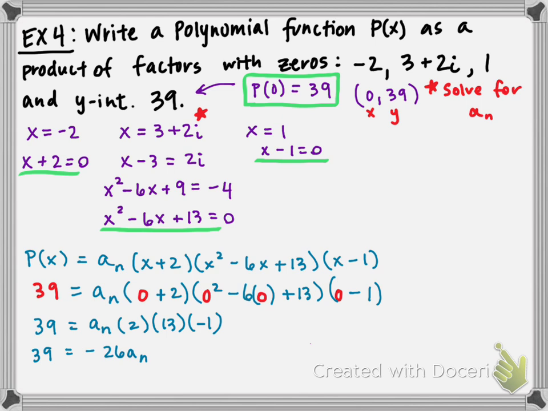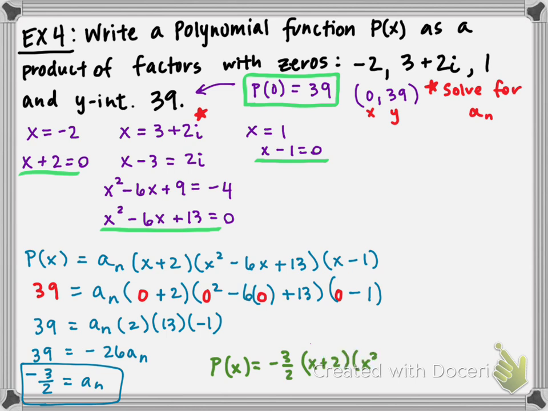So a sub n is -3/2. My final answer for this problem says that I would have p of x equals -3/2 times x plus 2 times x squared minus 6x plus 13 times x minus 1.